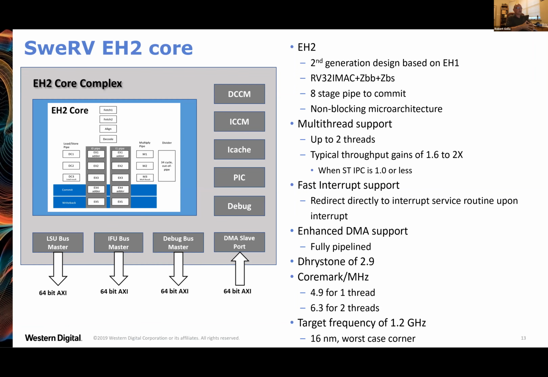The Dhrystone on this machine is 2.9. CoreMark per megahertz is 4.9 for 1 thread. It's 6.3 for 2 threads, but of course that's actually a little bit higher now. And the target runs at 1.2 gigahertz at a 16 nanometer worst case corner. And in terms of internal memories and all the rest, it's very similar, same basic external stuff as the EL2 core.